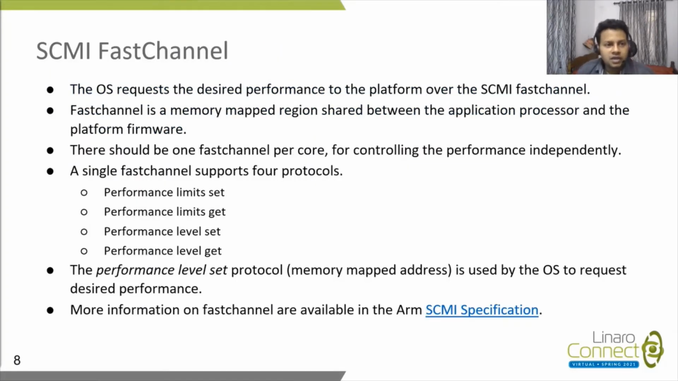So for the CPPC functionality, the second half, the controlling of the processor performance, uses the SCMI Fastchannel as the communication medium between the OS and the platform firmware. Fastchannel is a memory mapped region shared between the application processor and the platform firmware. Also, for controlling the performance of each core independently, it is recommended to have one fast channel per core.